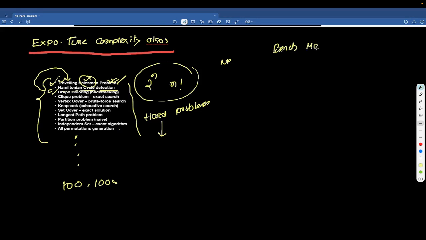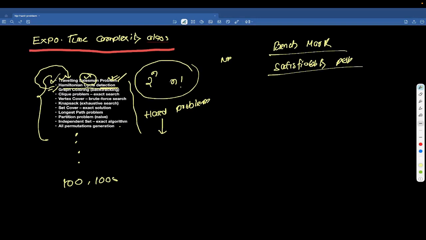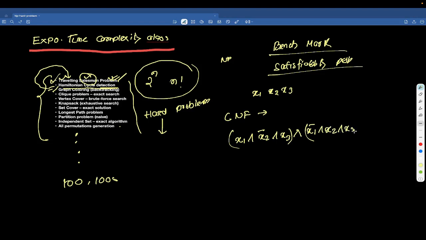So this is the approach, and for that there is a standard benchmark problem, and that benchmark problem is known as the satisfiability problem. For any three Boolean variables x1, x2, and x3, we devise one conjunctive normal form equation, or Boolean equation, as (x1 or x2 bar or x3), and this is one part of the equation, and (x1 bar or x2 or x3 bar). So this is a conjunctive normal form.